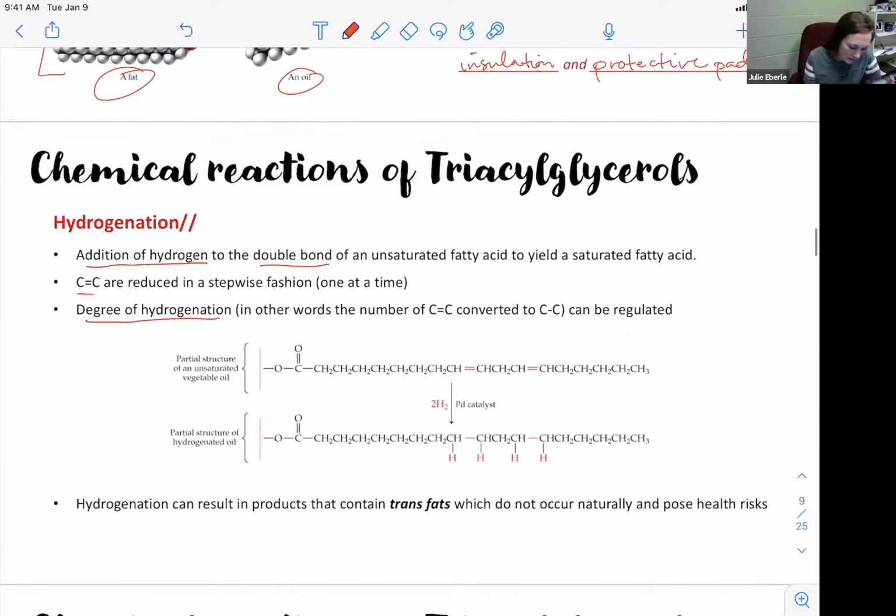Okay. The risk here is that hydrogenation can result in trans fats. That's how we make trans fats. And we said these are associated with different health risks because trans fats don't occur naturally. They're created synthetically. Okay.